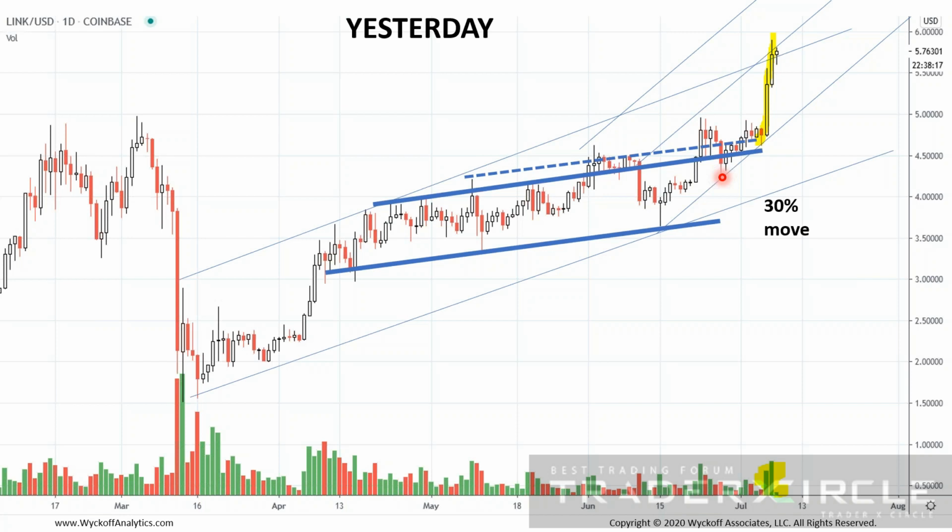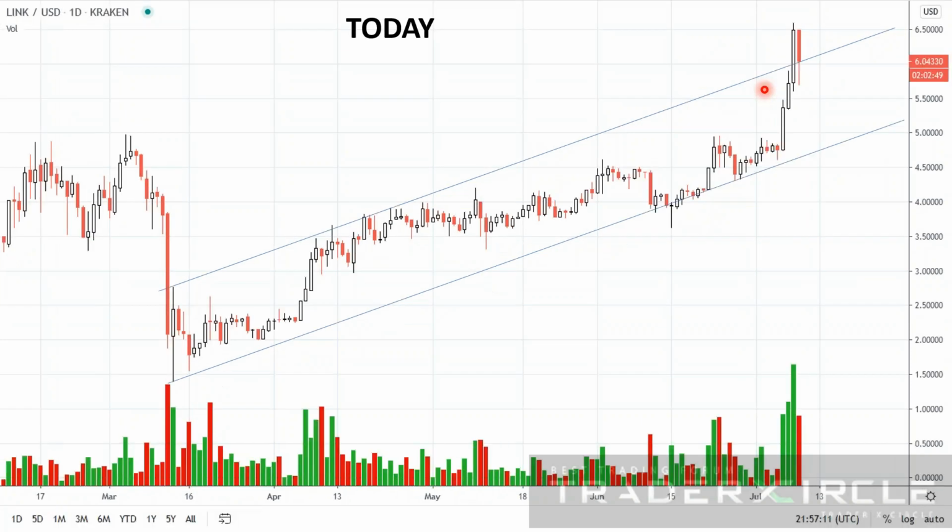Now the question is, what do we expect now? Because basically we are touching the resistance of this channel. This is a very important channel. So you want to be cautious at this point. If you are an intraday trader, basically you can be happy with this profit, and it's a 30% move. Basically, a couple of days, that is very good for the standards of financial markets. For crypto standards, you can always find someone that says, "Okay, but I want to double every day." Well, let's be realistic, guys. But today we see a very interesting price action here.